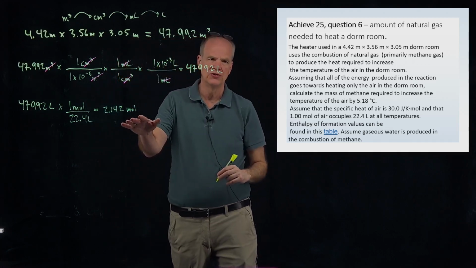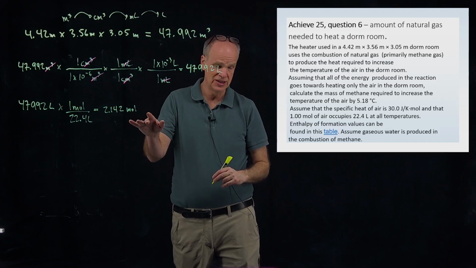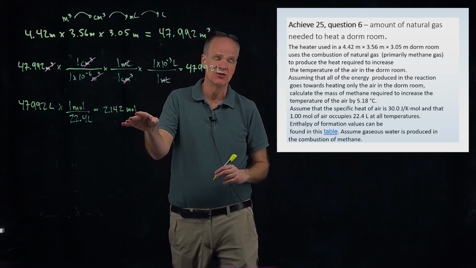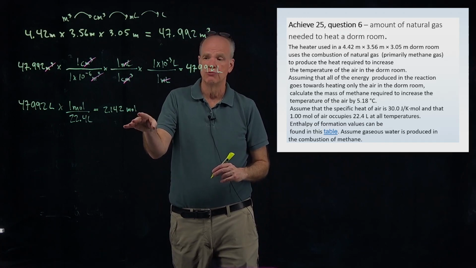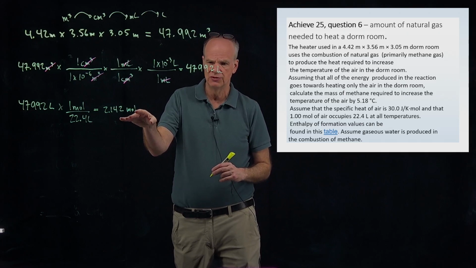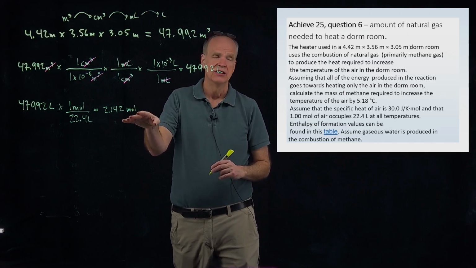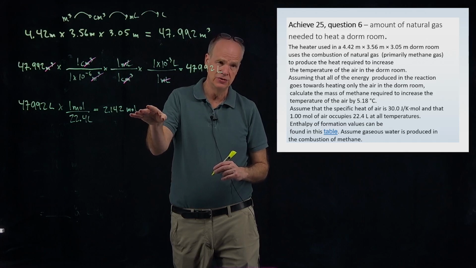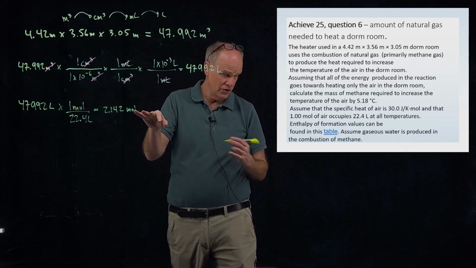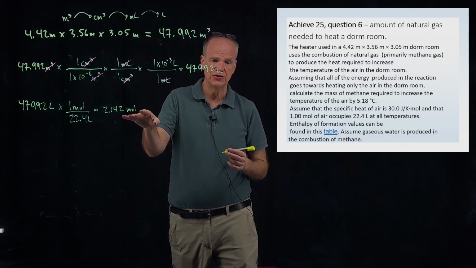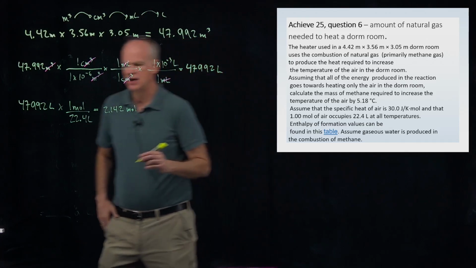We're now at moles of gas, and now it gets a little tricky. So we have to figure out, if we have this number of moles of gas, and we're raising the temperature of the gas by 5.18 degrees Celsius, how many joules of energy is needed to do that? And so you're able to work out that by knowing the specific heat of the gas. And so let me talk a little bit about that.